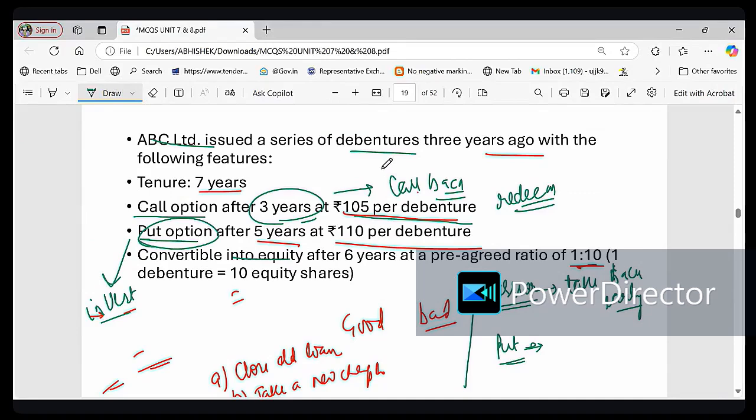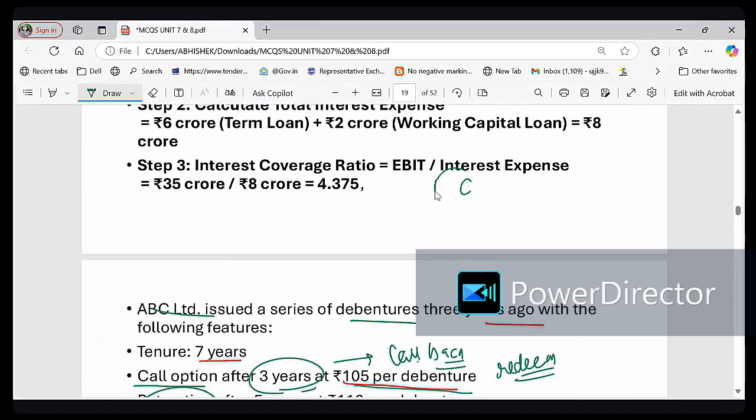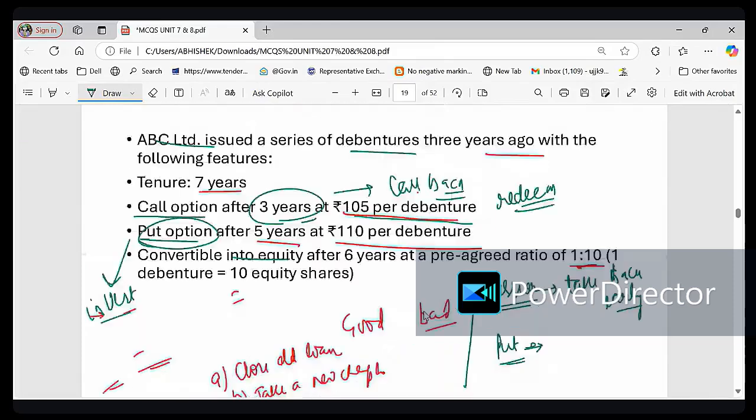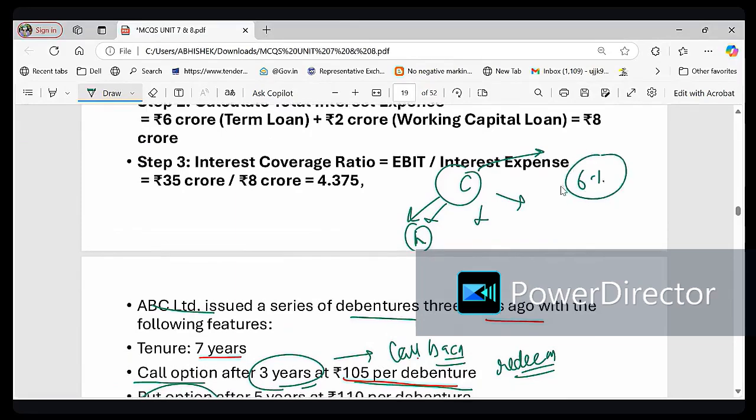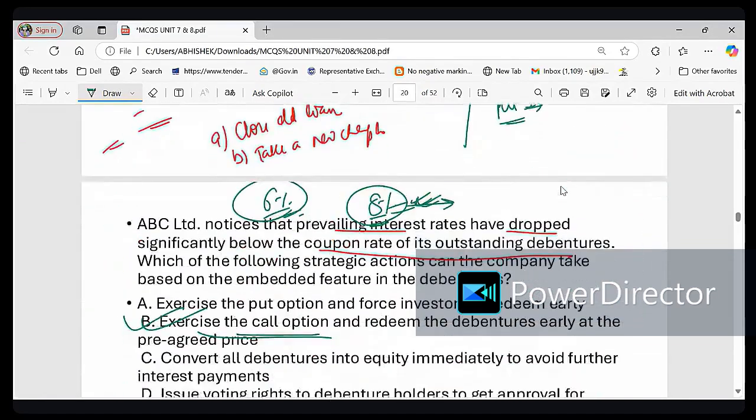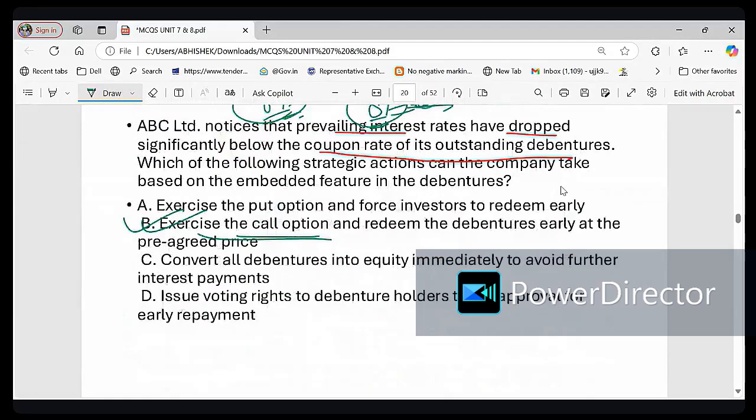So this is the company, and these are the holders. What will the company do? It will give the holders the money at rupees 105 per debenture, and it will reissue those debentures at a 6% interest rate. So the company can save a lot of money. Please tell me, is it clear or not?